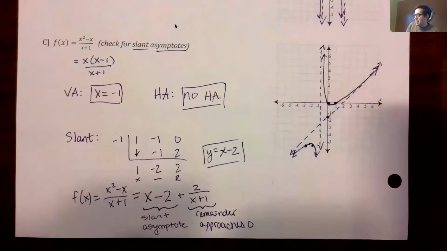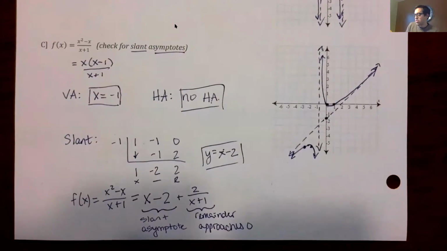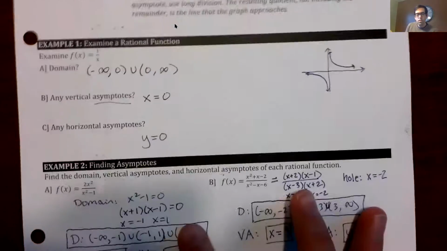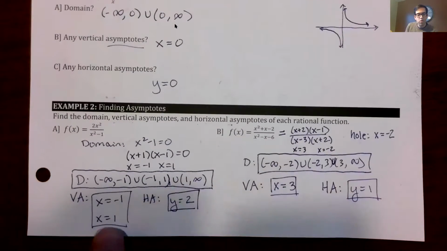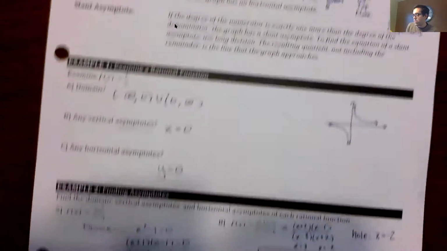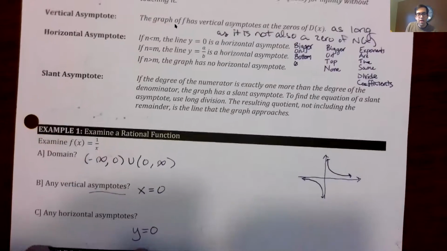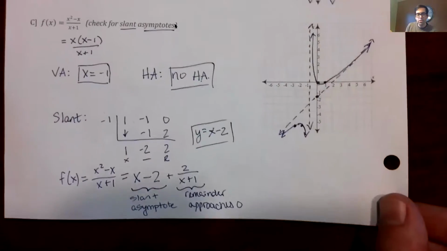All right, but that is it. That's the end of notes. So now we know how to do, we discussed domain, we discussed vertical and horizontal asymptotes, we discussed holes, and then at the end here we got slant asymptotes as well.